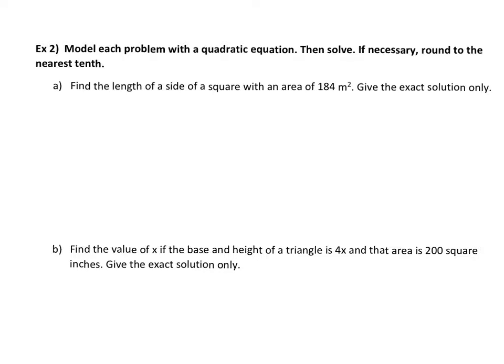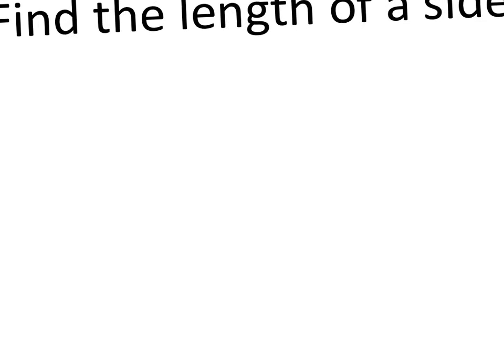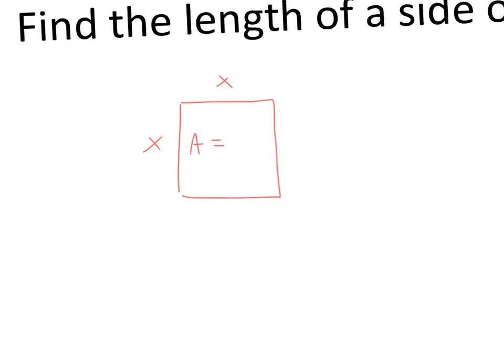So it says, find the length of a side of a square with an area of 184 meters squared. Okay, so if I'm thinking about this, we've got a square. You know me, I like my pictures. So I know that if I call this side x, I would call this side x because we don't know what the sides are. That's what they're asking us to find. And we know the square is the same on both sides. Now the area here is 184.